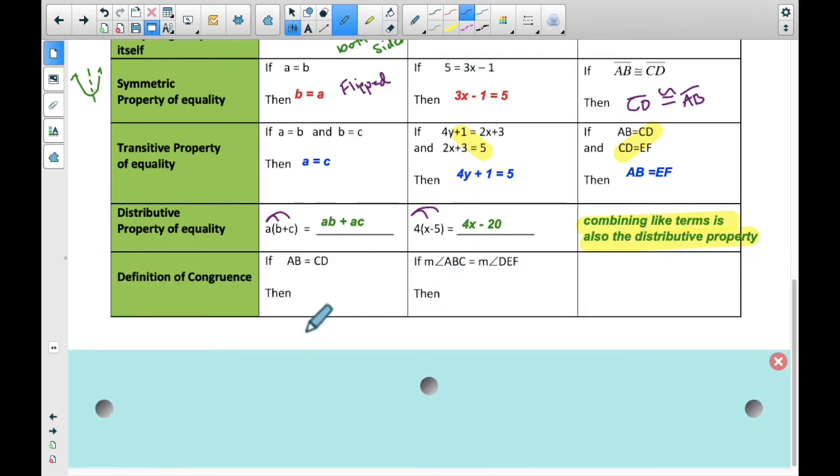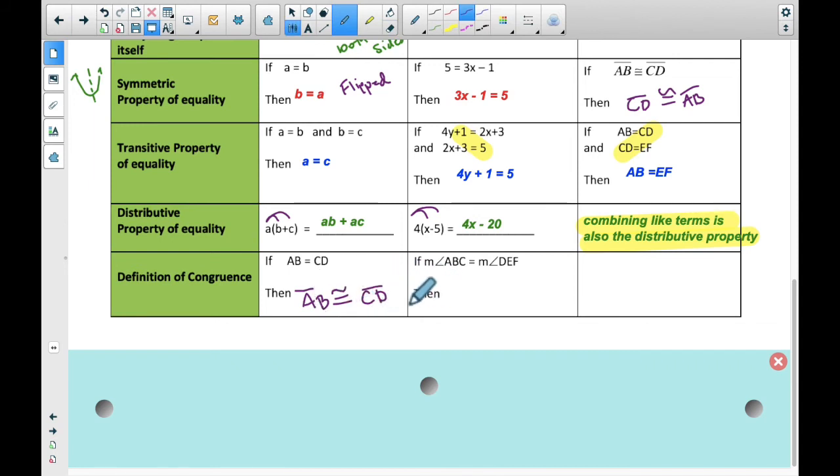Okay, then lastly, the definition of congruence. Let me clarify a couple things. If we say that AB is equal to CD, that's like the measure of AB. That's how long is AB, numbers wise. Then we can also say that segment AB is congruent to segment CD. And I need to redraw my congruence.